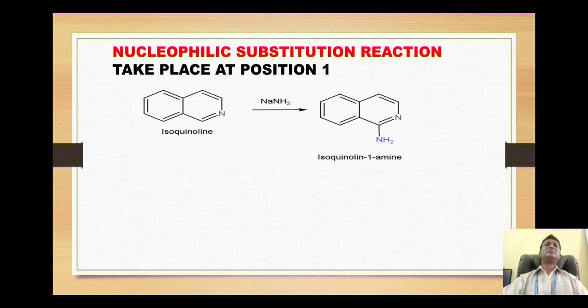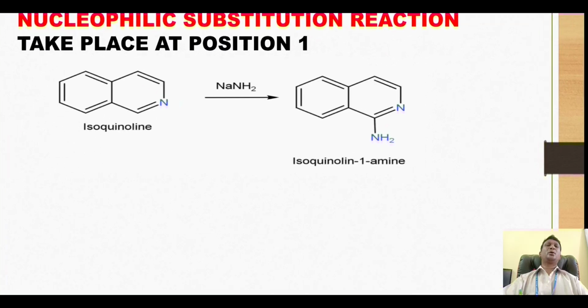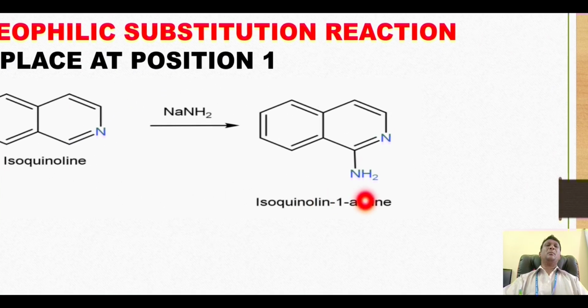Next, move on to the next reaction, that is the nucleophilic substitution reaction, which takes place at position number 1. So dear students, for isoquinoline, this is the position number 1. So when isoquinoline is reacted with sodium amide, this amide nucleophile attacks at position number 1, and this gives formation of isoquinolin-1-amine.